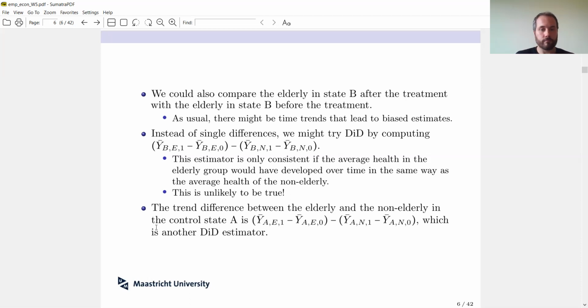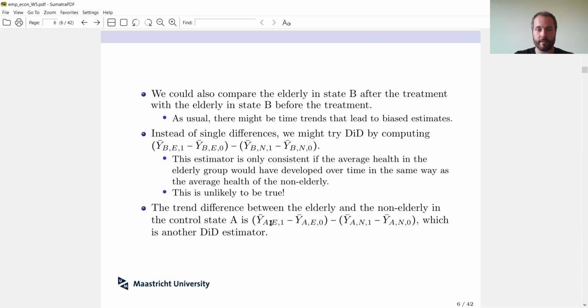So let's do the same thing in state A, right? Again, here we do the same thing. That's just another difference-in-differences estimator. So post-treatment versus pre-treatment in the elderly group, and here again, post-treatment versus pre-treatment in the younger group. So another difference-in-differences estimator, now referring to state A, which is our control. Okay, so again, we are likely to find something that is non-zero.